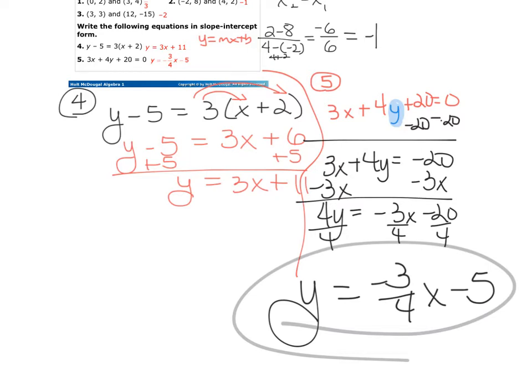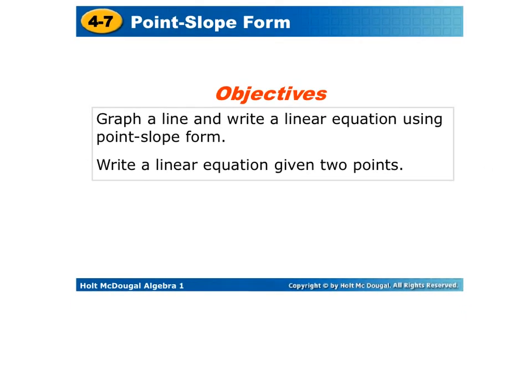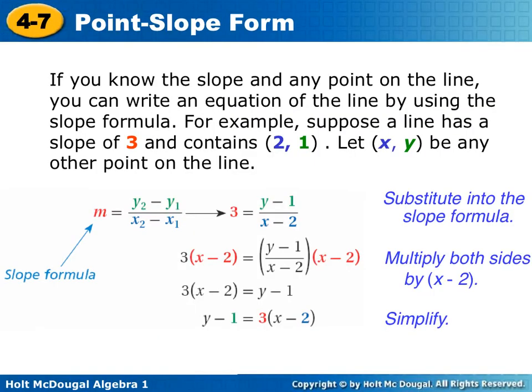Now we're going to learn how to put all this together and come up with equations in point slope form. Anybody need this slide still? Okay, so here are our objectives: to graph and write a linear equation using point slope. It's also going to ask us to write a linear equation given 2 points. Now, this next slide is trying to explain the math behind how they come up with the point slope formula. I'm not going to expect you to do something like this.